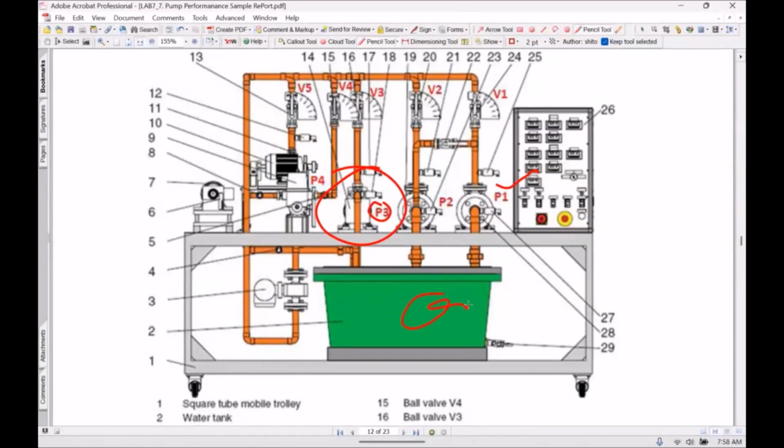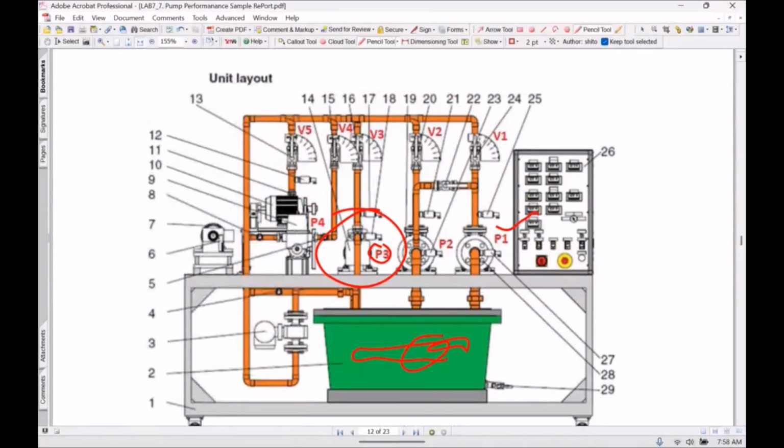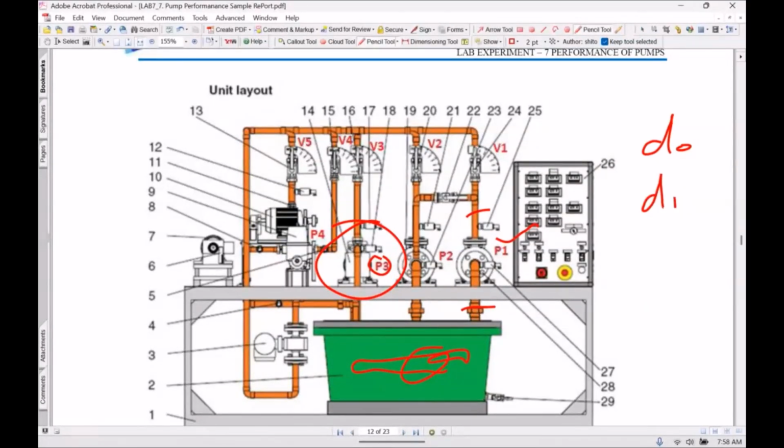So this is the inlet water. Here the inlet water is stored, and this is the inlet pipe. So first, in observation, we need to record the inlet pipe diameter for pump 1 or pump 2, which we are going to study. Then we need to record the pump diameter at outlet. So this is DO, the outlet diameter of the pump, and the inlet diameter of the pump, DI. This we need to record.